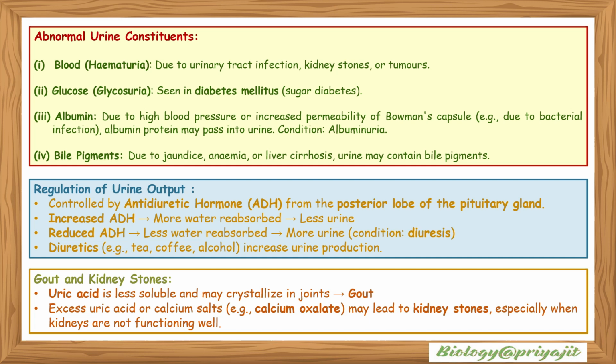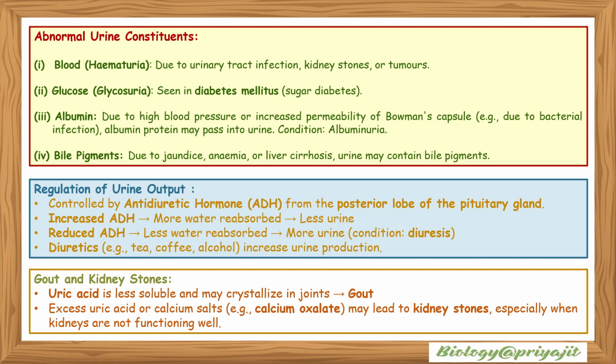Regulation of urine output is controlled by antidiuretic hormone, ADH, from the posterior lobe of the pituitary gland. Increased ADH causes more reabsorption of water and causes less urine, but reduced ADH causes less water to be reabsorbed and more urine is formed. The condition is called diuresis. Diuretics are tea, coffee and alcohol, which increase urine production.